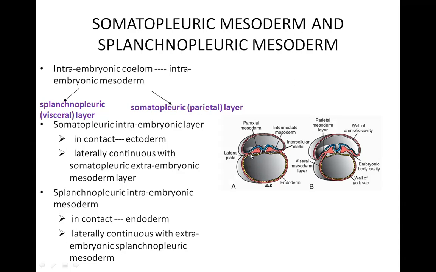Here the clefts are appearing. So now this has split this lateral plate mesoderm into a somatopleuric mesoderm, which is continuous with the extraembryonic mesoderm, and it is lining the wall of the amniotic cavity, and a splanchnopleuric mesoderm, which is in contact with the endoderm, which is lining the yolk sac.